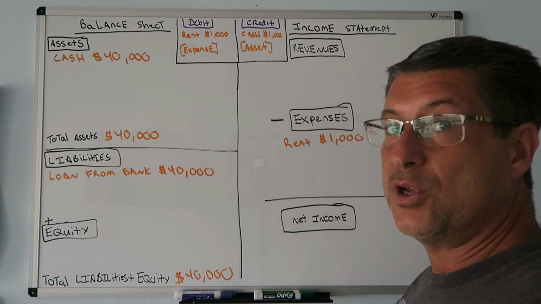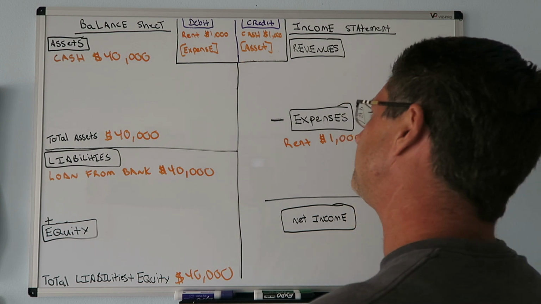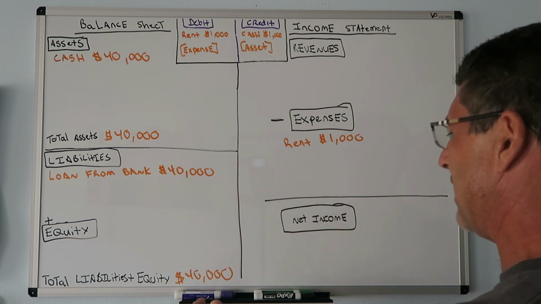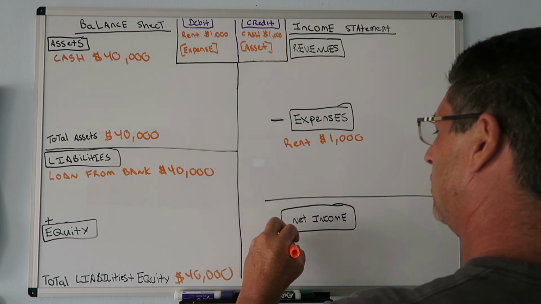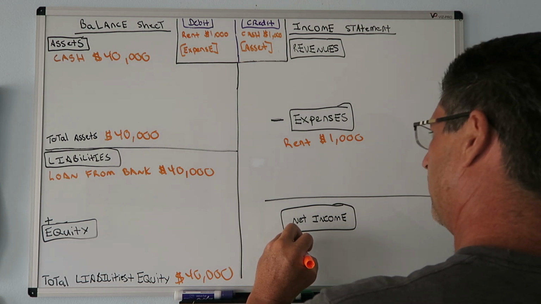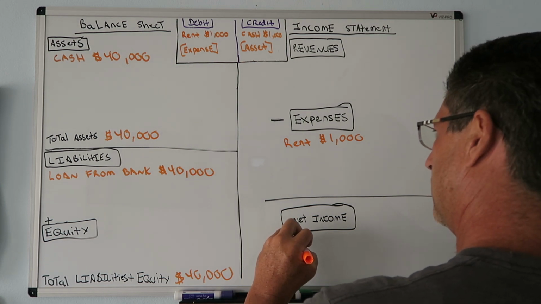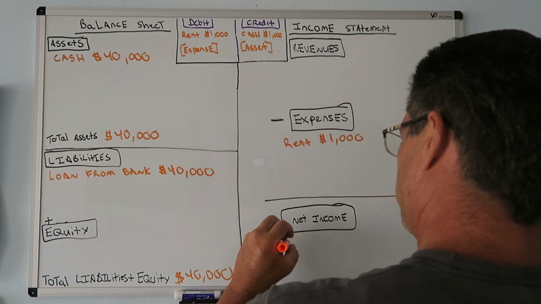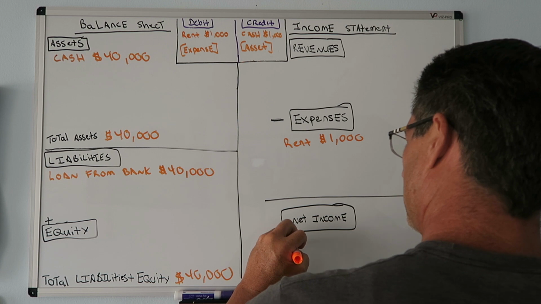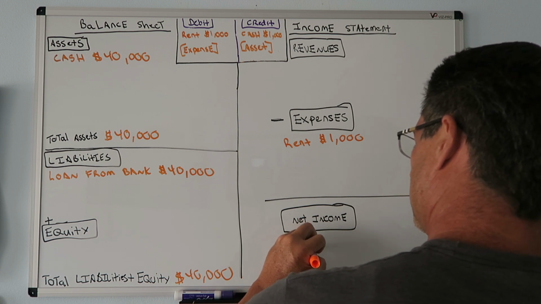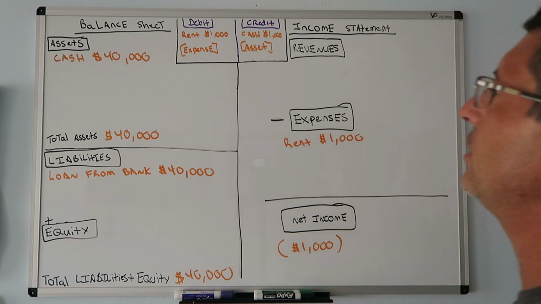Now our income statement makes our net income, which is revenue minus expenses. So we don't have any revenue, unfortunately, right now. So we've got negative 1,000, and we use parentheses in accounting for negative. I don't like that. We'll use parentheses to signify negative. So that's our income statement.